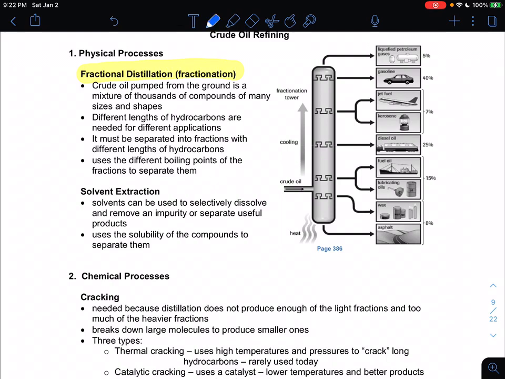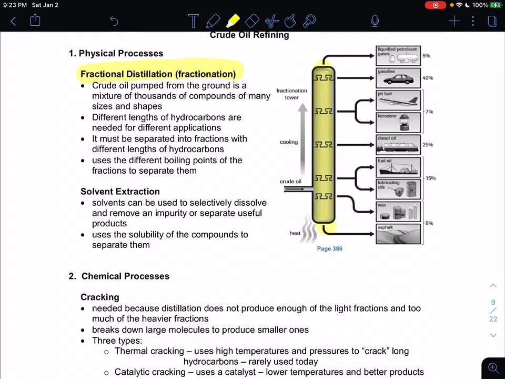When crude oil is pumped out of the ground, it's actually made up of thousands of molecules that have many different sizes and shapes. So what happens is they heat them up without oxygen, and that's very important because if there's oxygen present, it'll just combust. Then they send it up what's called a fractionation tower. And you see an example of one here.